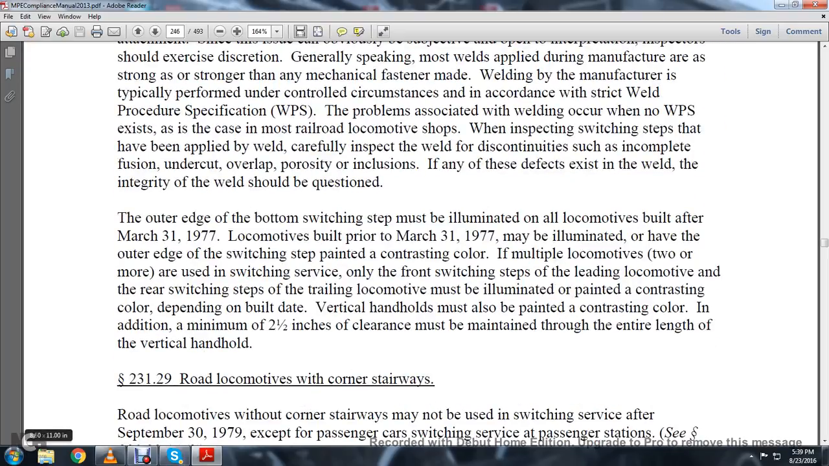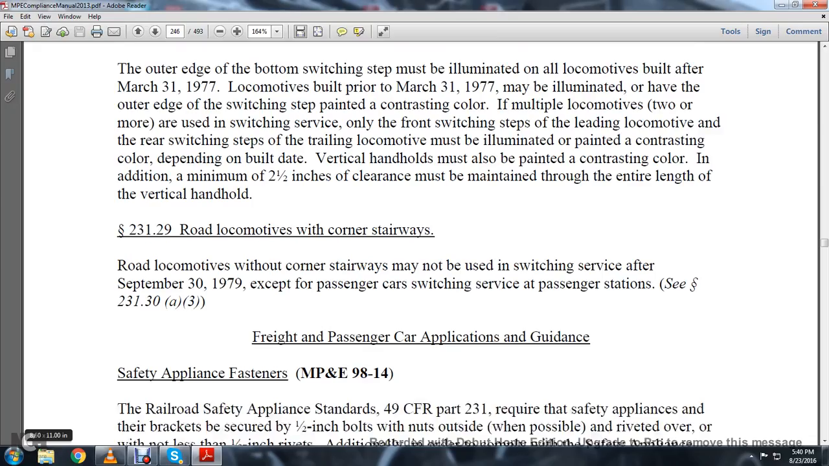The outer edge of the bottom switch step should be illuminated on all locomotives built before or after March 31st, 1977. Locomotives built prior to March 31st, 1977 must be illuminated and have the outer edge of the switch step painted a contrasting color. In multiple locomotive consists, only the front of the switches of the lead locomotive are used as the switching surface. The rear switching step of the trailing locomotive must be illuminated and painted in contrasting color depending on when it was built. Vertical handholds must be painted with a contrasting color, and in addition, a minimum of 2.5 inches of clearance must be maintained through the entire length of the vertical handhold.